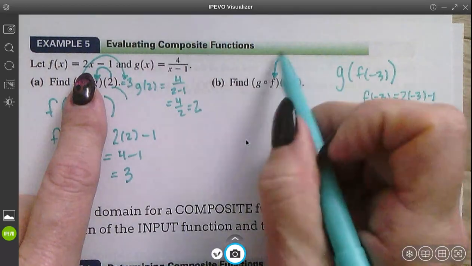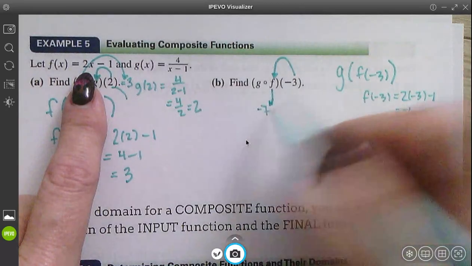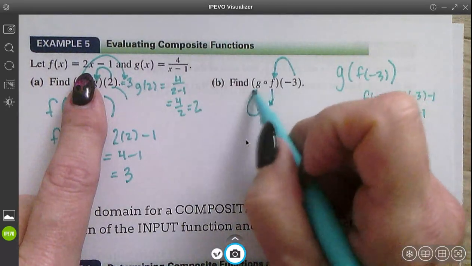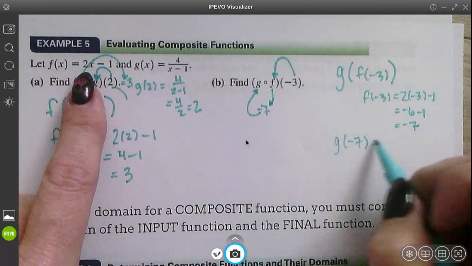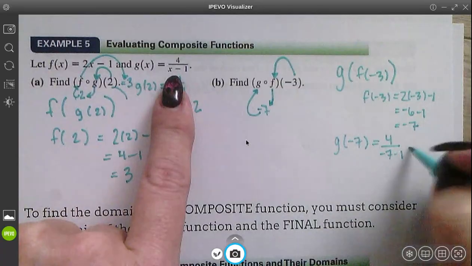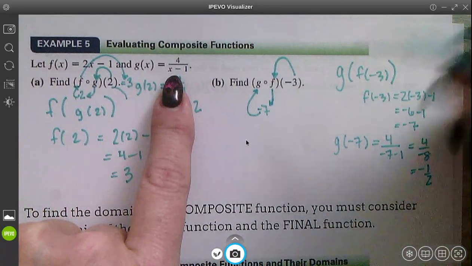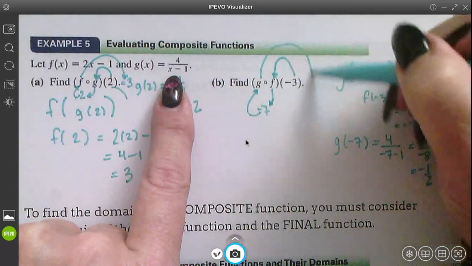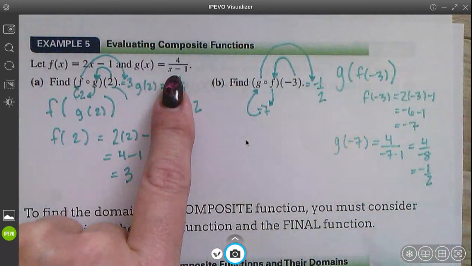So negative 3 goes into f of x. Negative 7 is the output, which becomes the input for g of x. So the next thing I need to find is g of negative 7, which would be 4 over negative 7 minus 1, or negative 1/2. So the output at the end of it is our answer, which is negative 1/2.